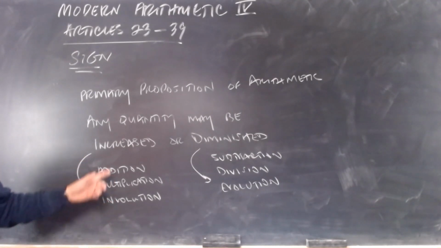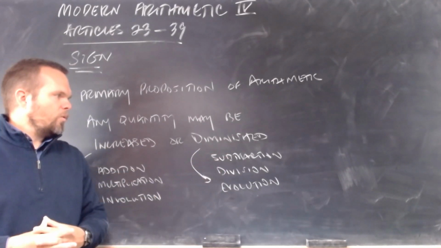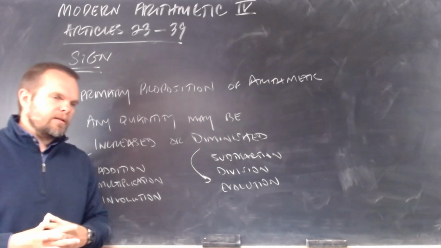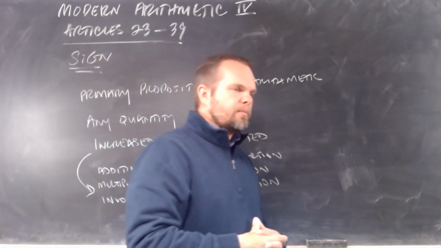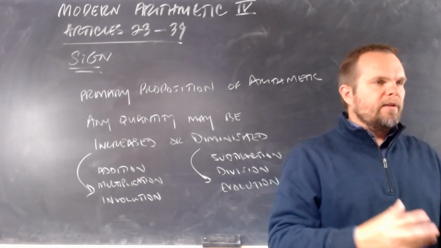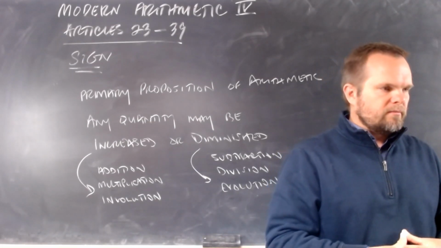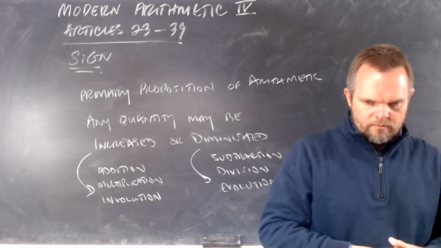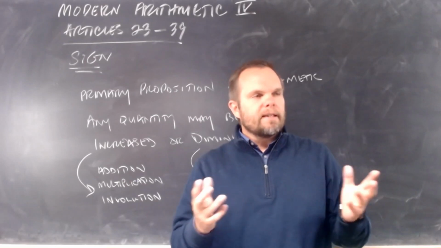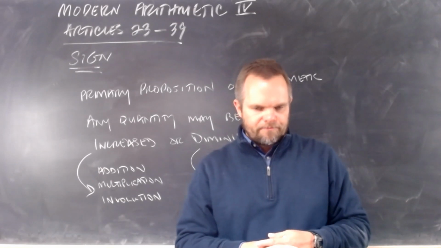So we have three operations by which quantities are increased, three operations by which quantities are diminished. We can assume that any quantity can be increased or diminished because it's a quantity, and that's what a quantity is. If something can't be increased or diminished, then it's no longer a quantity. Mathematics is the science of quantity. If something can't be increased or diminished, then it's not a quantity and it's not a part of mathematics.